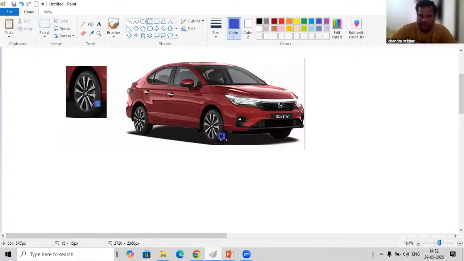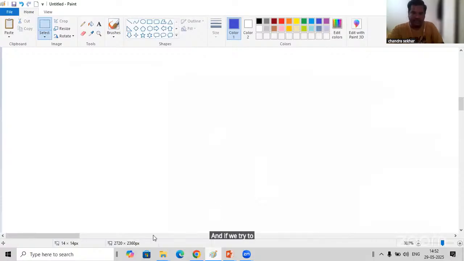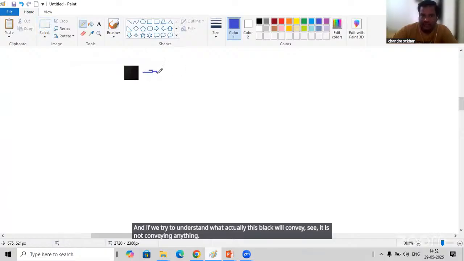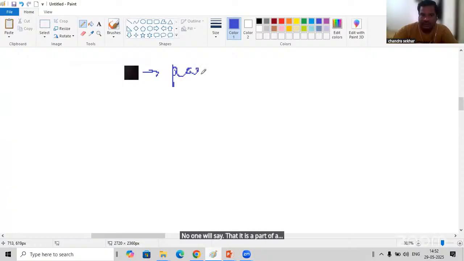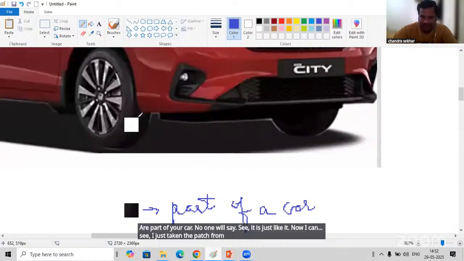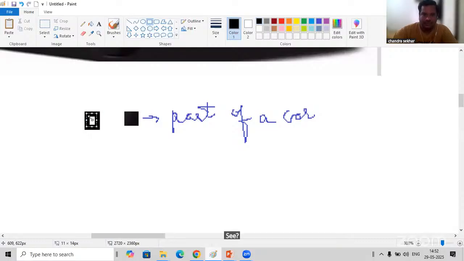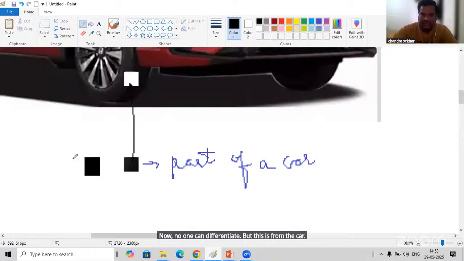So here I have a patch. If you just take this small black patch and try to understand what it actually conveys, it is not conveying anything. No one will say that it is a part of a black chair or part of a car. I just took the patch from the car tire, so I can also create the same patch. Now no one can differentiate, but this is from the car, and this is a normal paint.